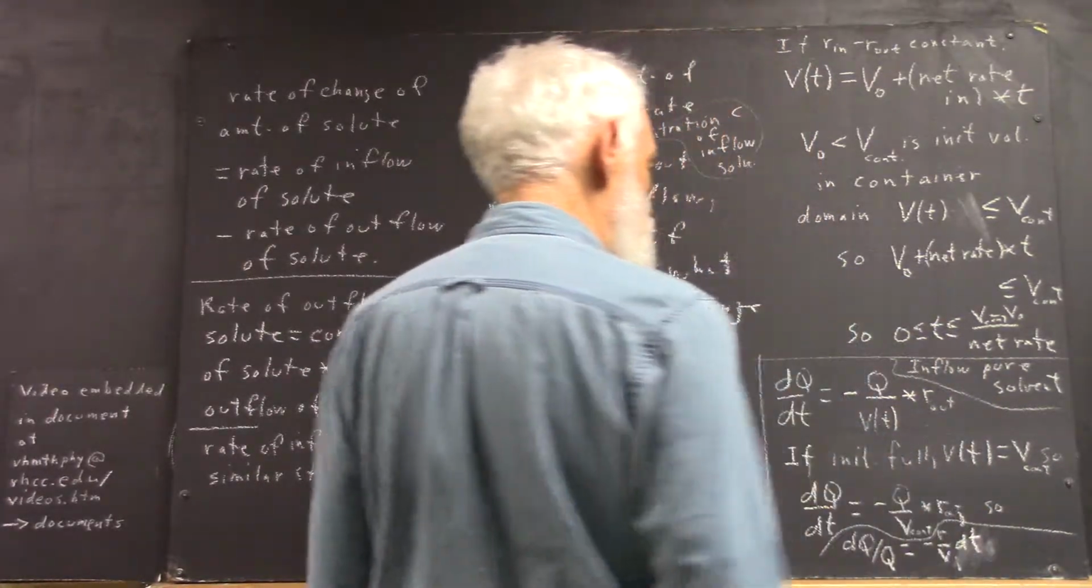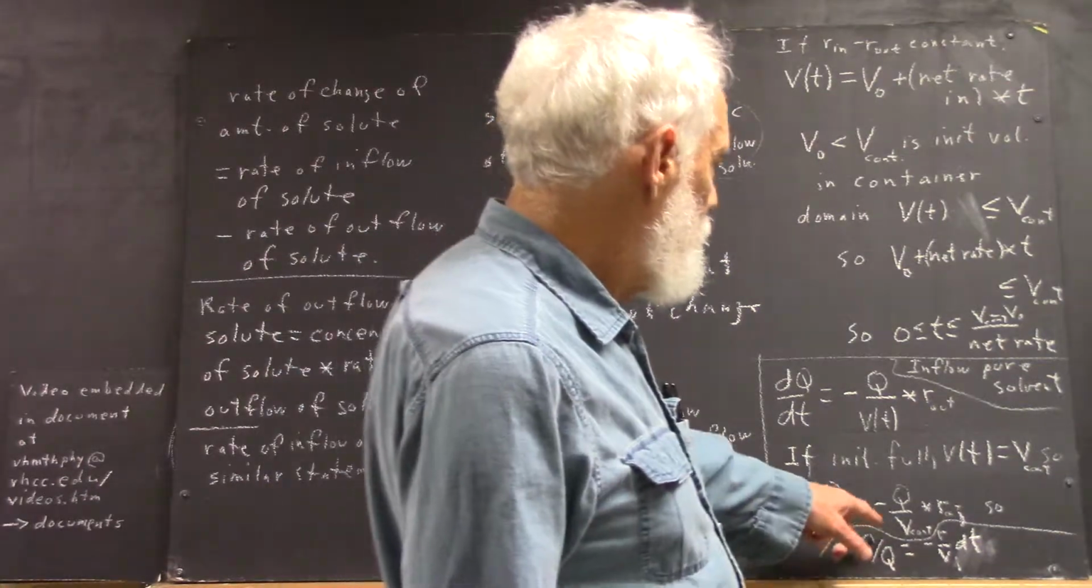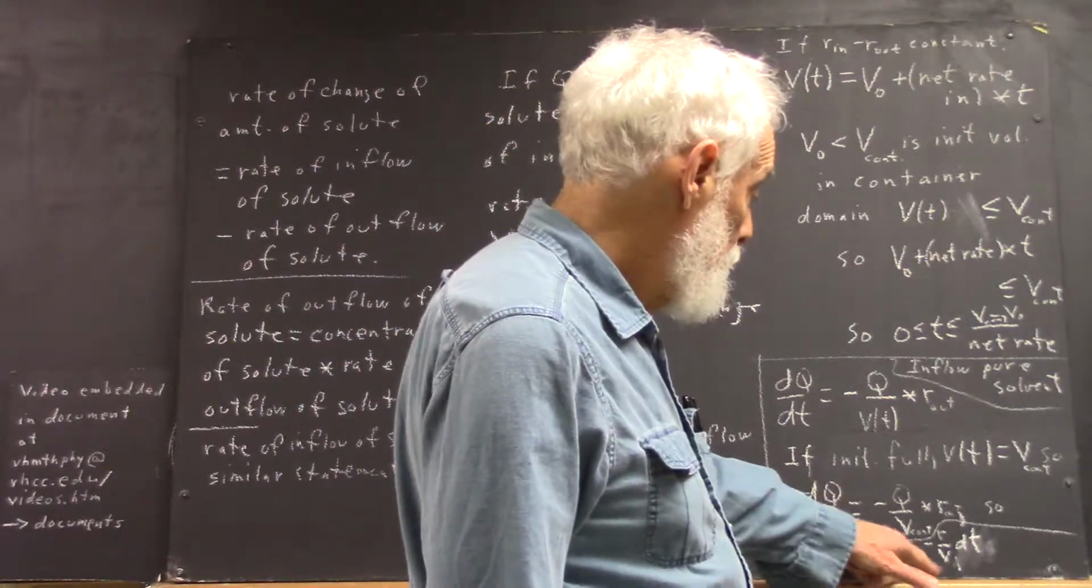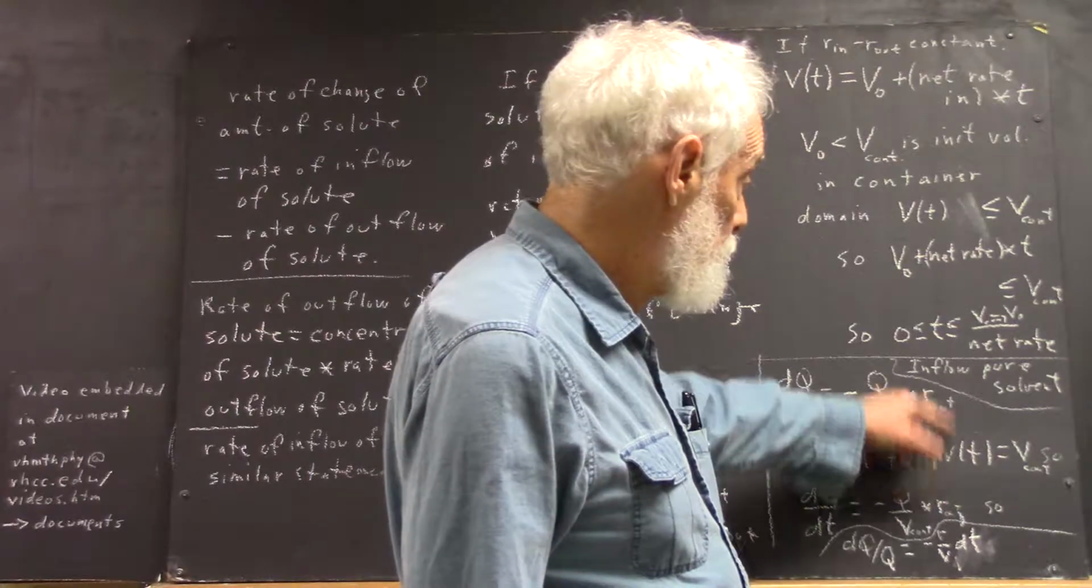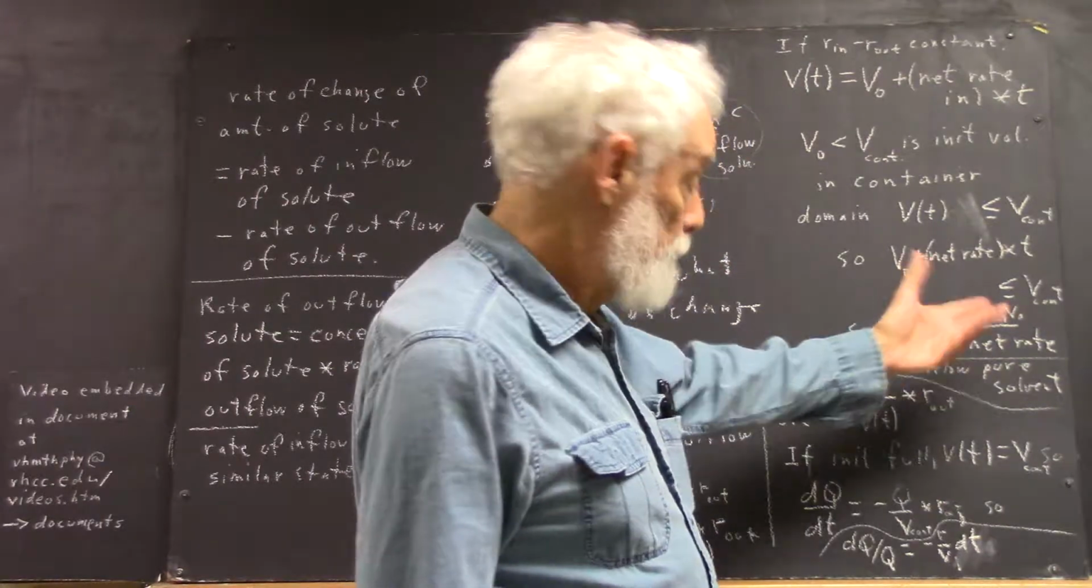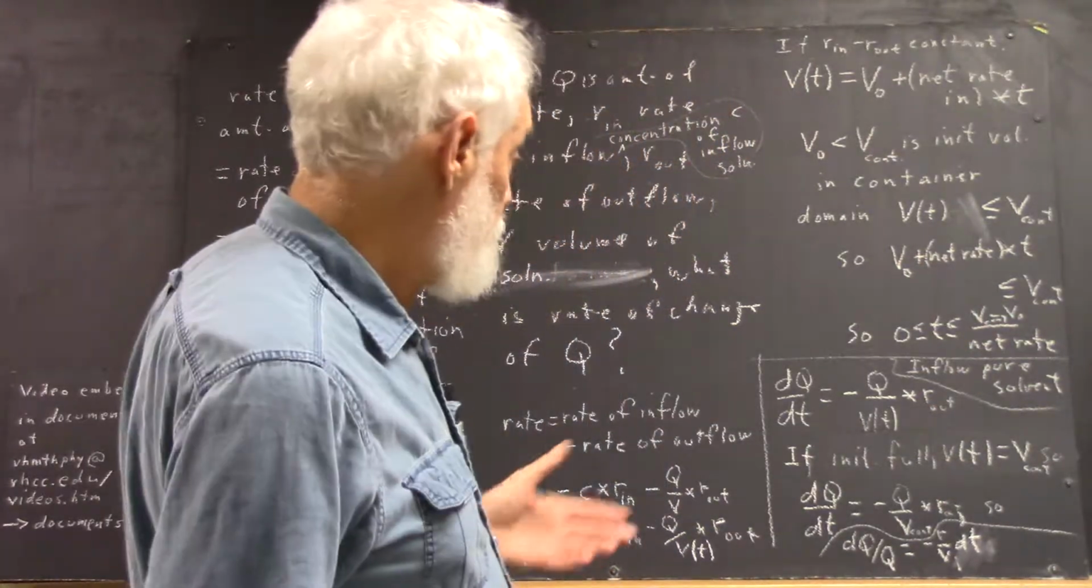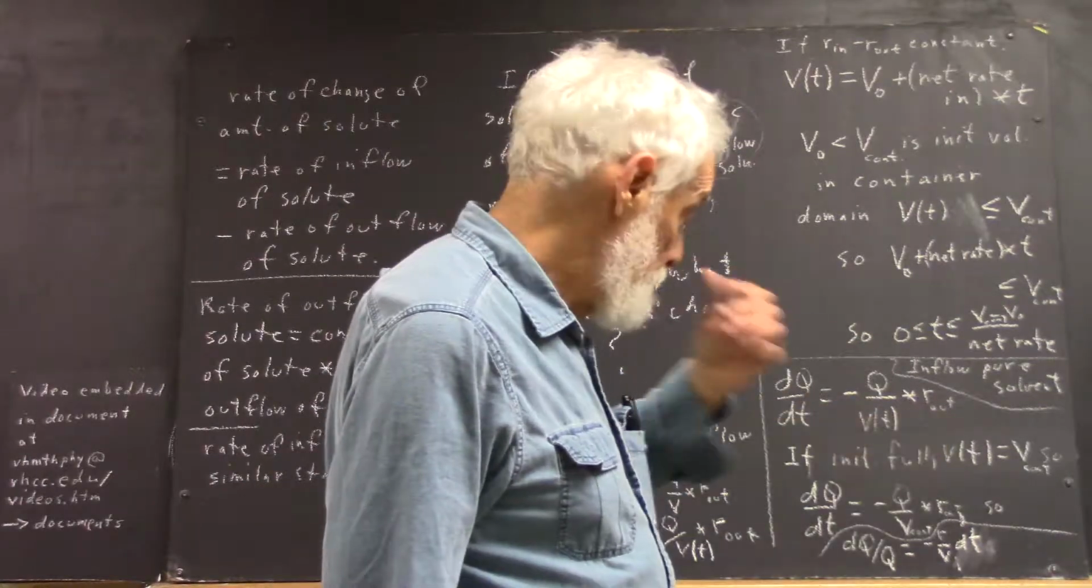Now I leave off the subscripts. V is going to be the volume of the container, and R is going to be the rate out, since we don't have a rate in to distinguish it from. In any case, here's your differential equation.